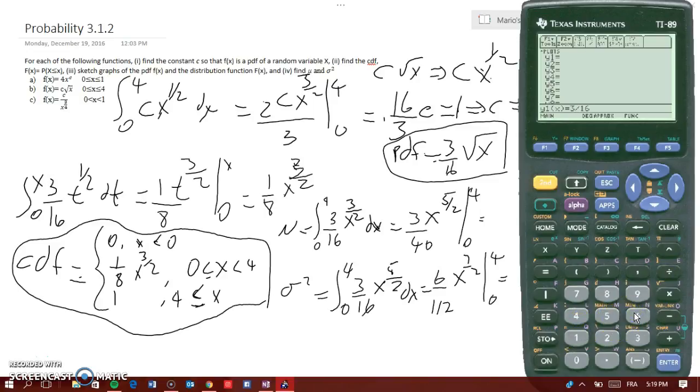Now, sometimes, guys, I want to tell you right now, it is easier to just put it in decimal form. So, instead of doing that, you just type 0.1875 times x to the power of 1/2, which is 0.5, and enter. Then I will go to graph. I'll graph that, and that's what it gives.